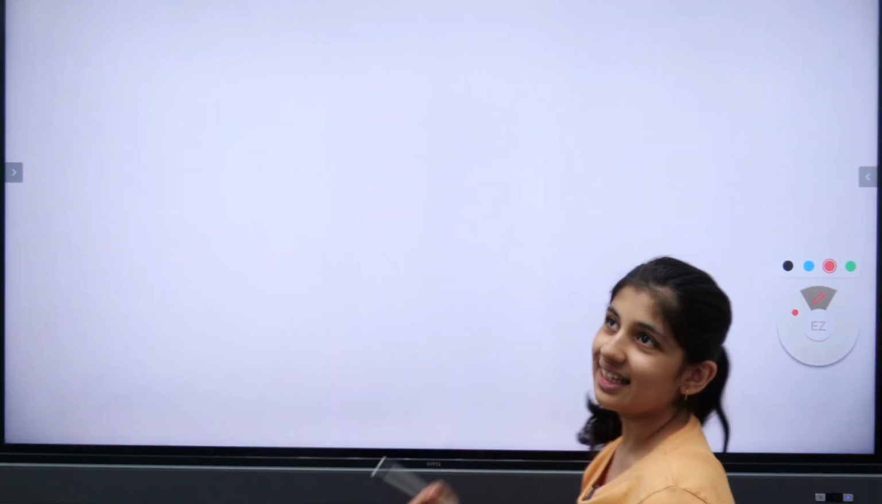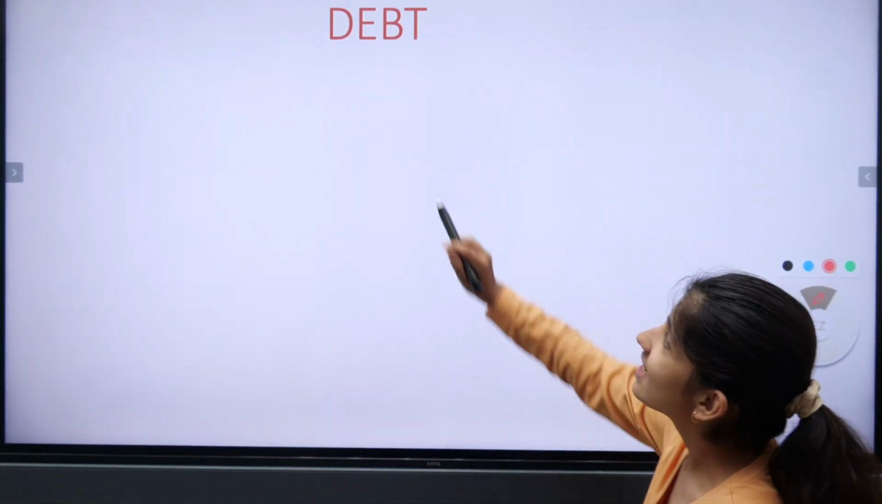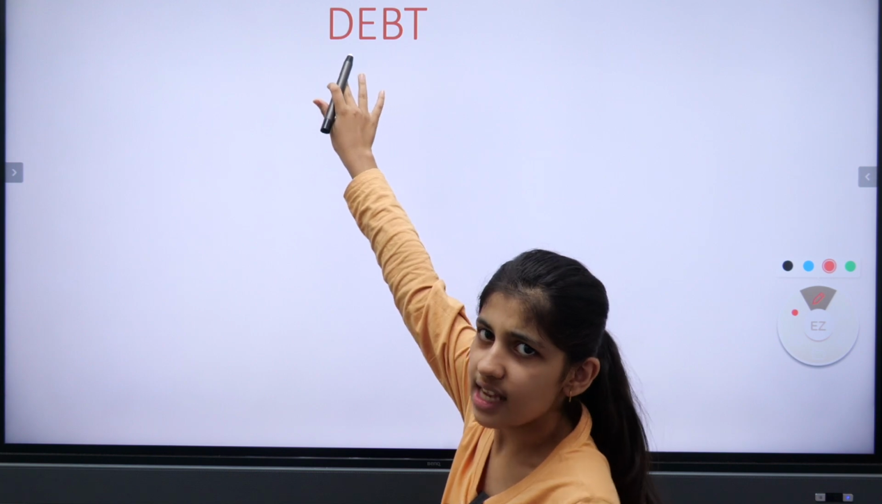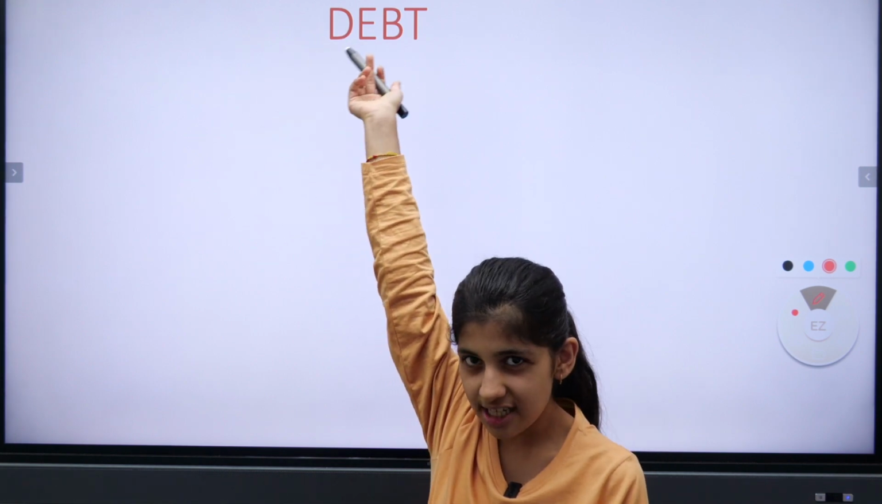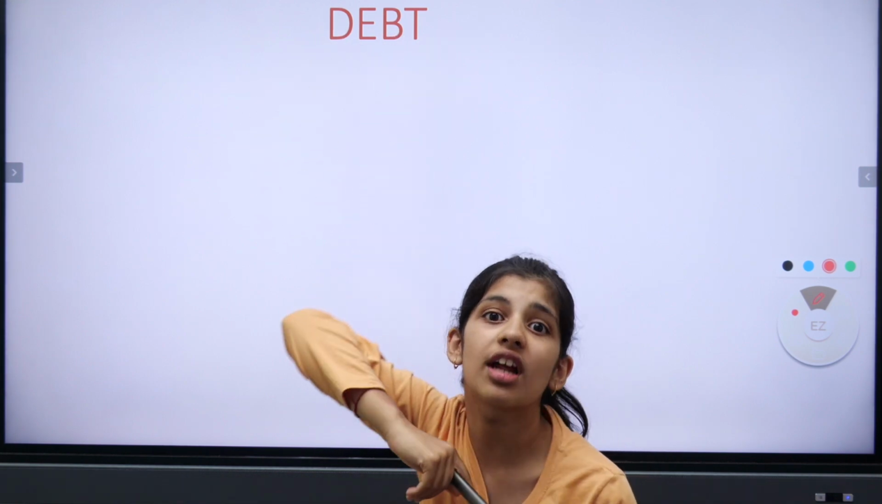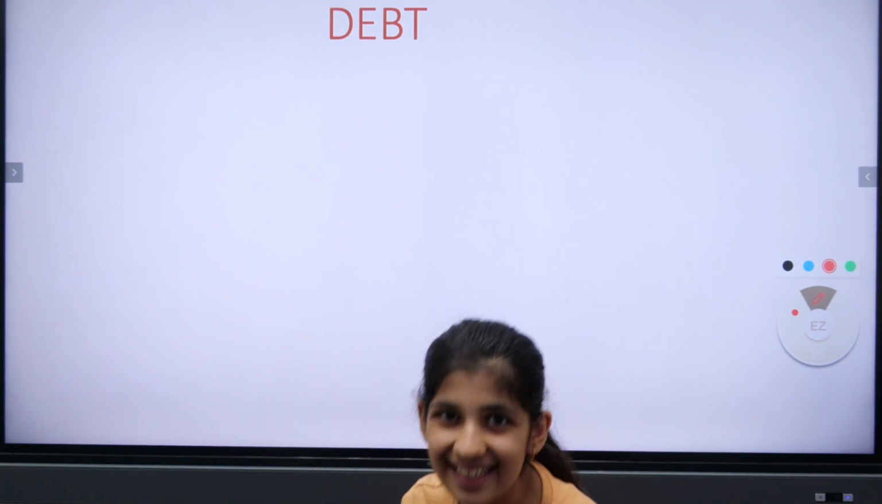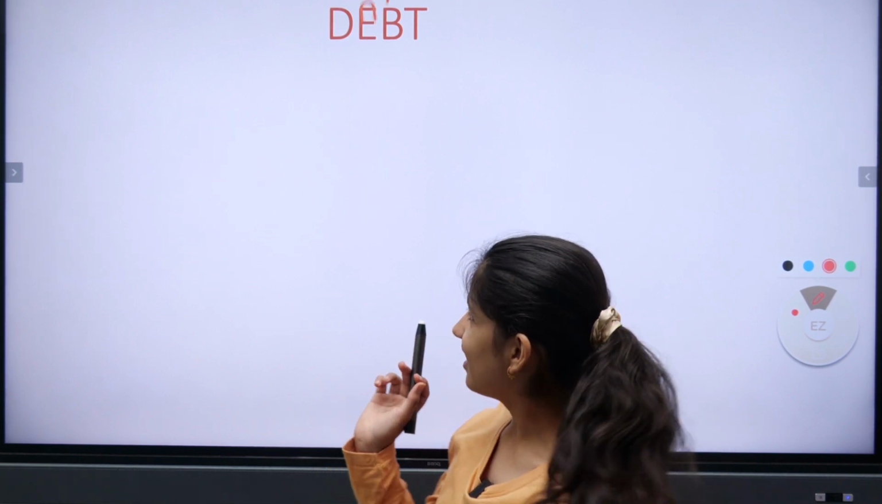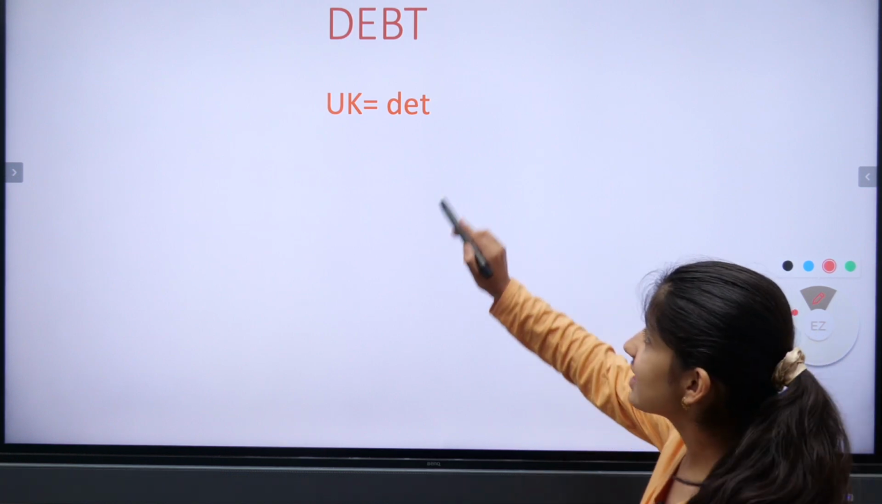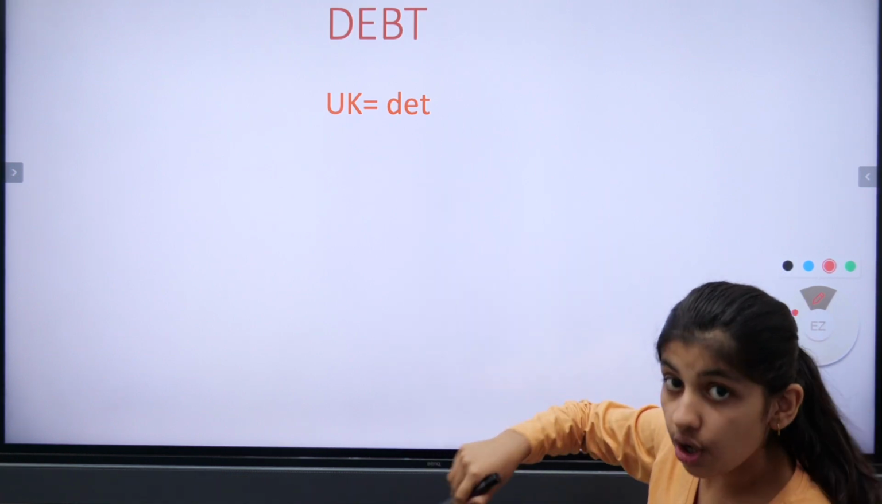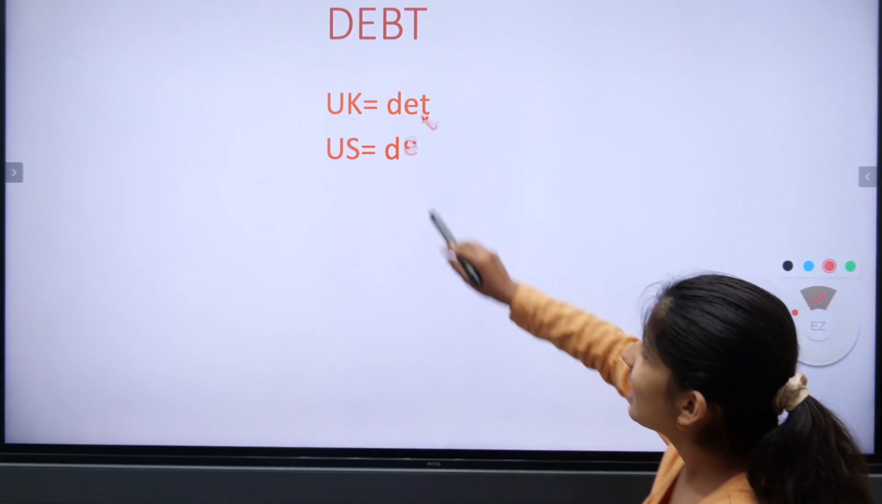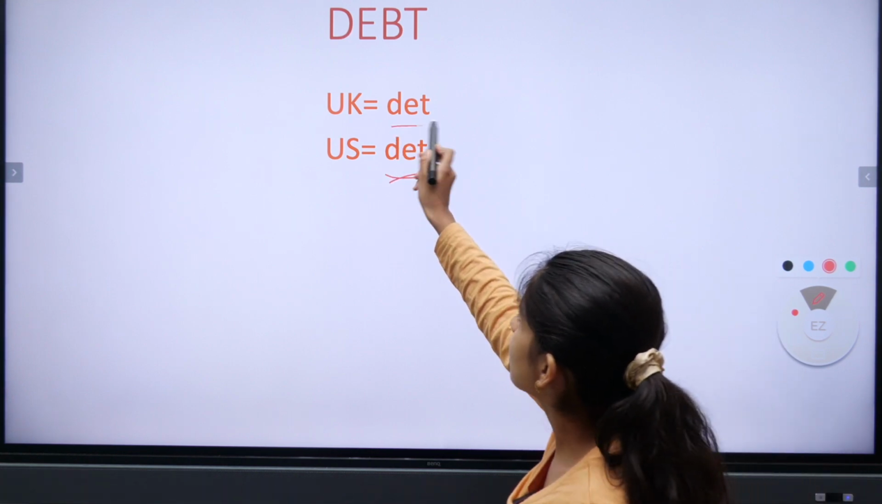So, the next word is depth. Depth? Am I right? It is depth? No, I'm not right. It is debt. In UK we pronounce it as debt, and in US also we pronounce it as debt. So the correct pronunciation is debt.